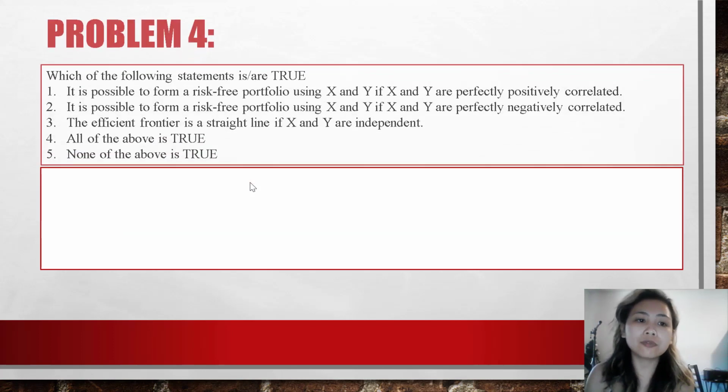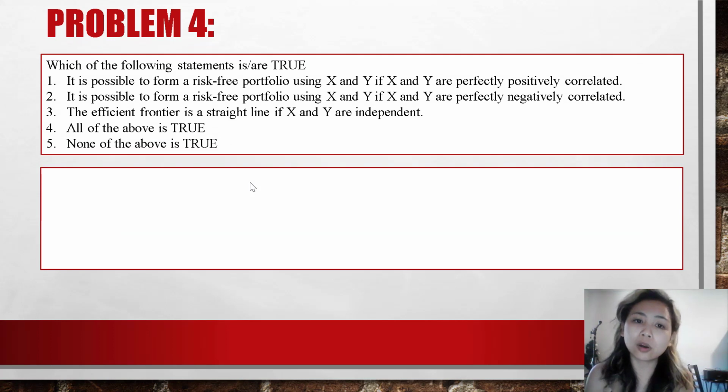Now let's look at number 4. Which of the following statements is true? Number 1, it is possible to form a risk-free portfolio using X and Y if X and Y are perfectly positively correlated. Number 2, it is possible to form a risk-free portfolio using X and Y if X and Y are perfectly negatively correlated. Number 3, the efficient frontier is a straight line if X and Y are independent. Number 4, all of the above are true. Number 5, none of the above is true.